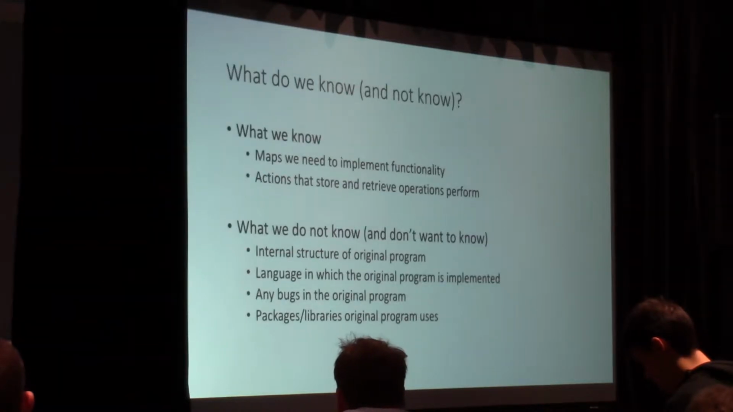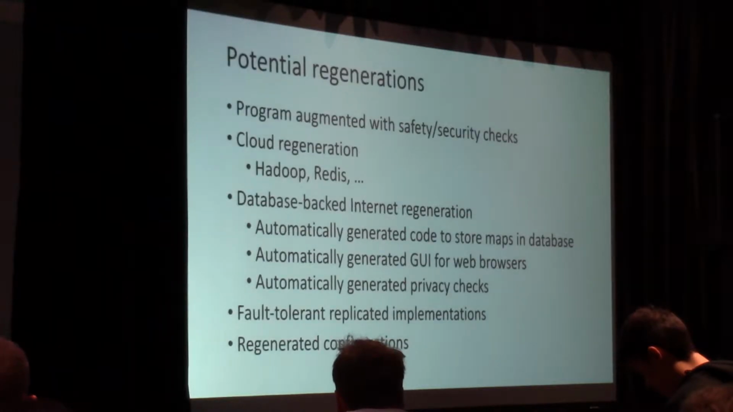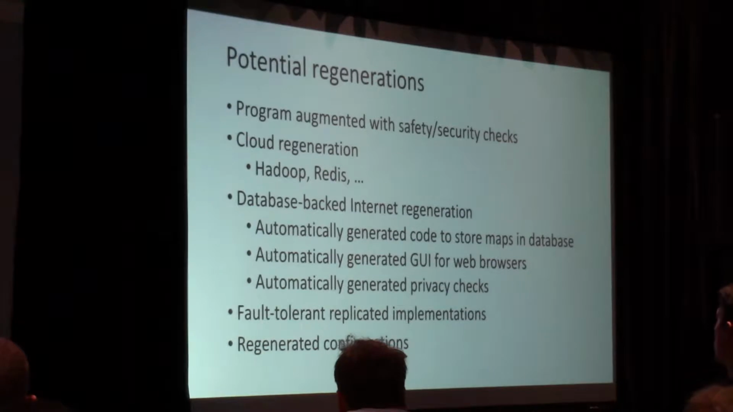All right. What do we know and what not? So this is what we don't want to know. We don't want to know the internal structure of the program. We don't want to care about it. We don't want to know the language. We don't know if there are any bugs. The packages, all this is irrelevant to us. Don't know, don't care. The only thing we need to know is the maps and the actions that the store and retrieve actions perform. All right, now we can augment all kinds of stuff: safety and security checks, fault tolerance, you name it, we can regenerate it, and life's going to work great.